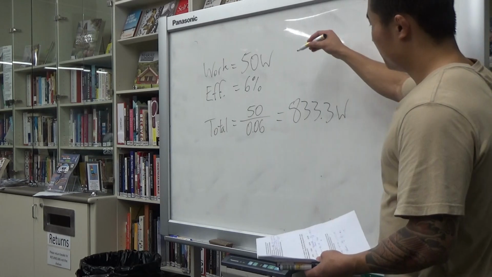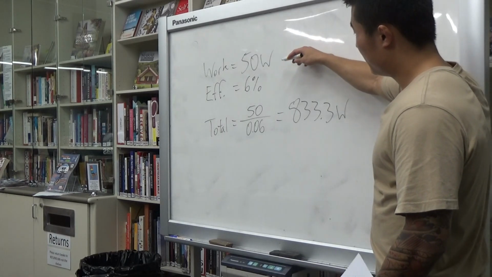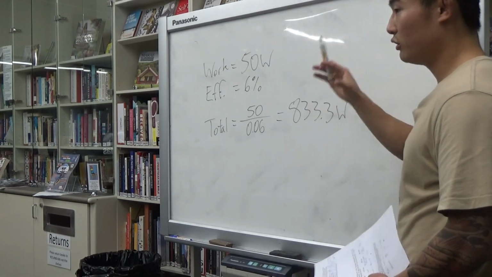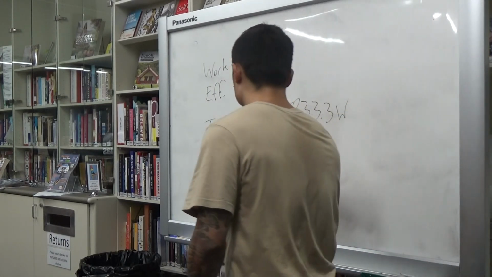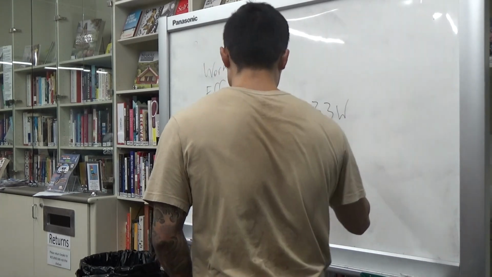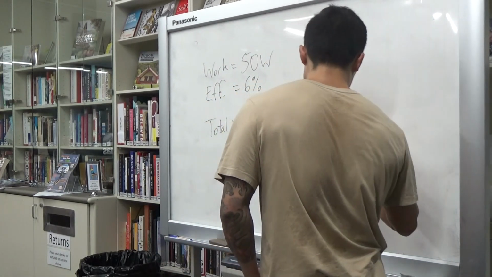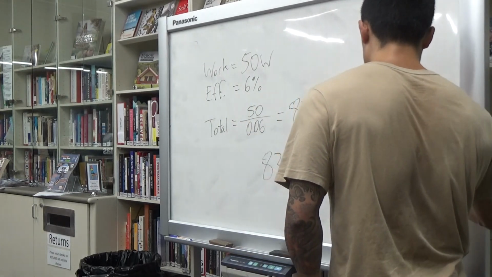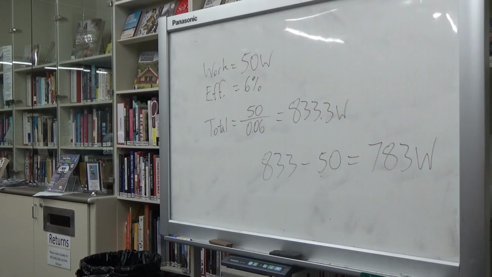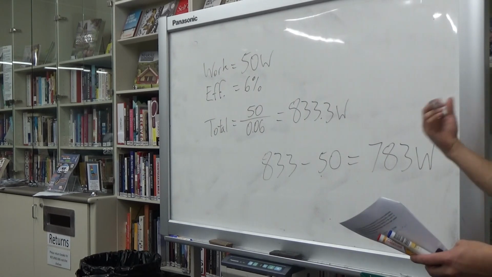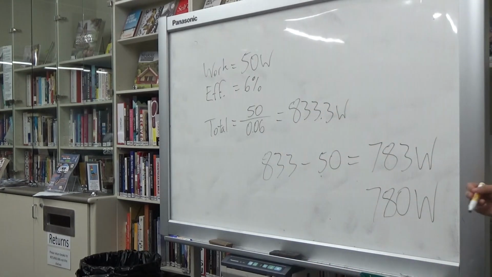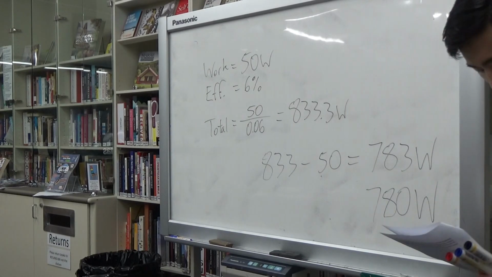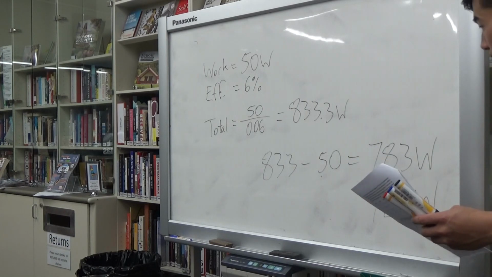And remember that anything, it's only work or heat. So the amount of heat being produced must be 833 minus 50, which is going to be 783 watts. And it's going to be option D, which is 780. Okay? All right.